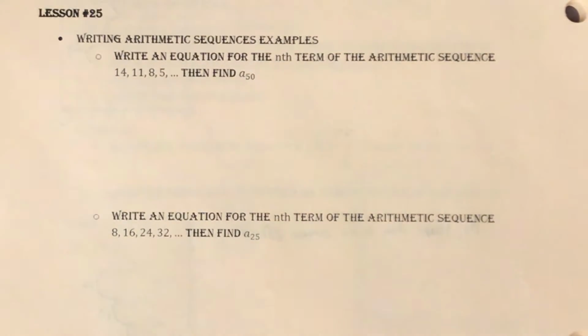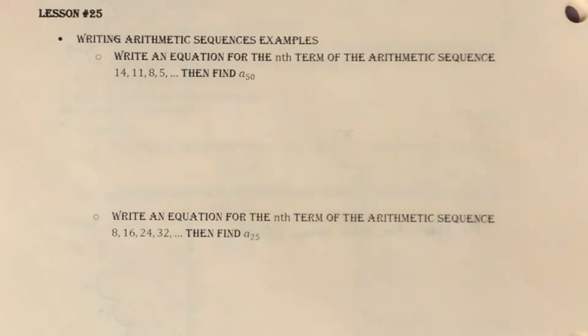So we're on to lesson number 25 in chapter 4, all about writing linear functions. And in lesson number 25, we're going to put together these ideas of writing arithmetic sequences of terms and figuring out what they are based on the information they gave us about the arithmetic sequence. So we've got two examples here that we're going to go through.